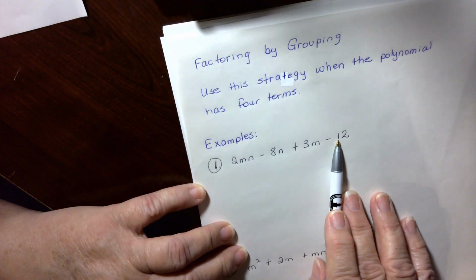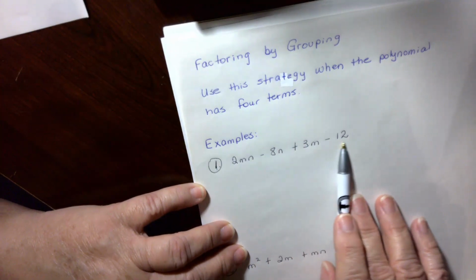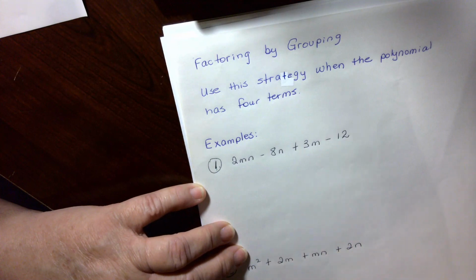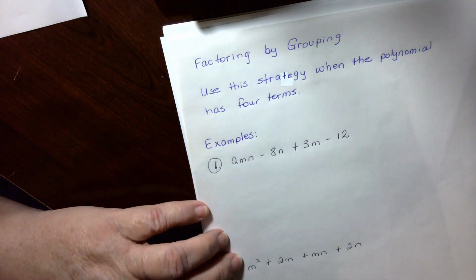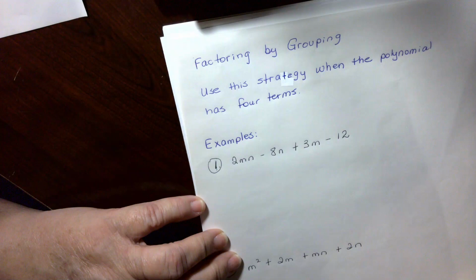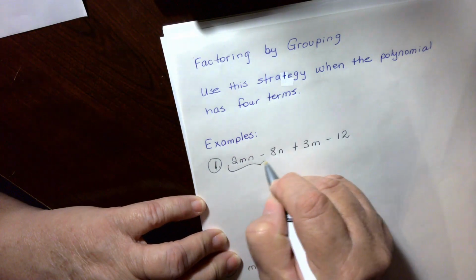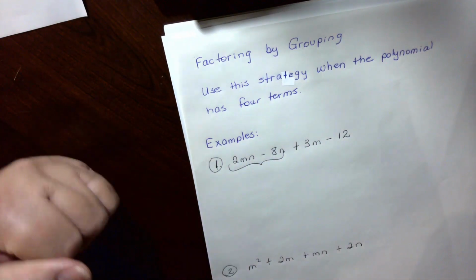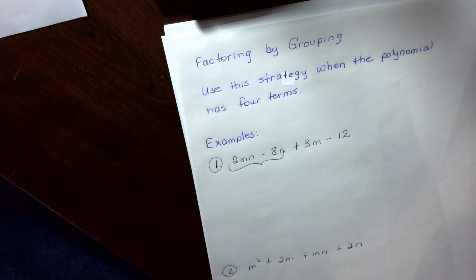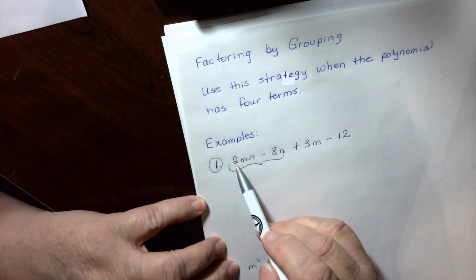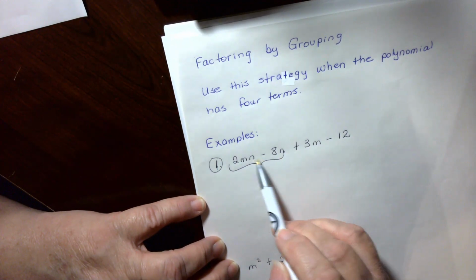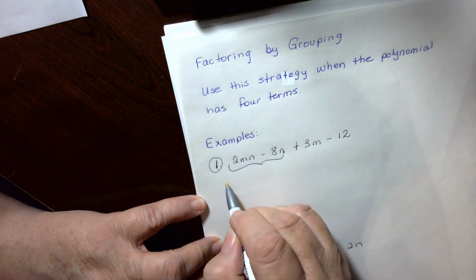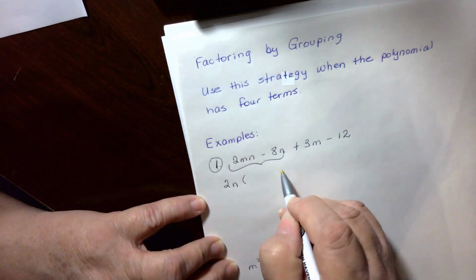So here's my first example. And just like always, the very first thing you do is to see if there's a common factor in every term. And there's not in this one. So when you're doing factoring by grouping, the process is you group the first 2 terms and look for something that's common to those 2. And I can see that there's a common factor of 2 and there's a common factor of n. So I'm going to put that on the outside.